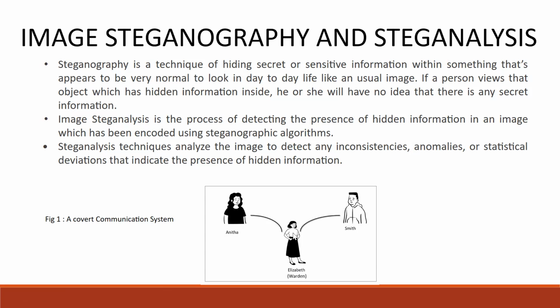Elizabeth wants to check whether the image contains any sort of information, so she does a steganalysis process. If she wants to know what information is present in that image, she will do active steganalysis, and she can even remove that information from the image, and Smith won't even know whether that image had any information or not. In the case of passive steganalysis, Elizabeth will only know whether the image has any information or not. That's it. That is 1 or 0, something like binary.